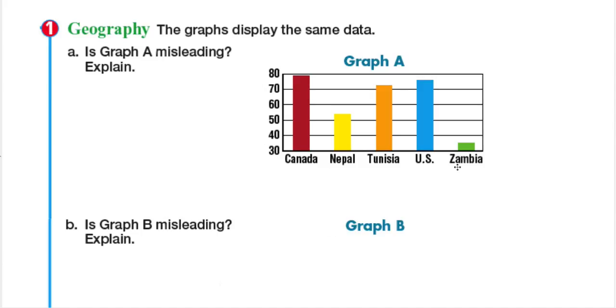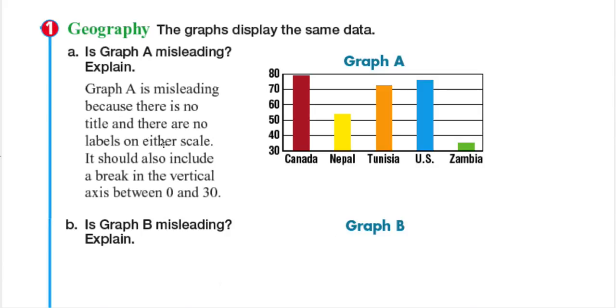Obviously, there are a lot of questions you want to ask about graph A. This can be misleading because there is no title on the graph. There are no labels on either scale. It should also include a break in the vertical axis between 0 and 30. So graph A is misleading.